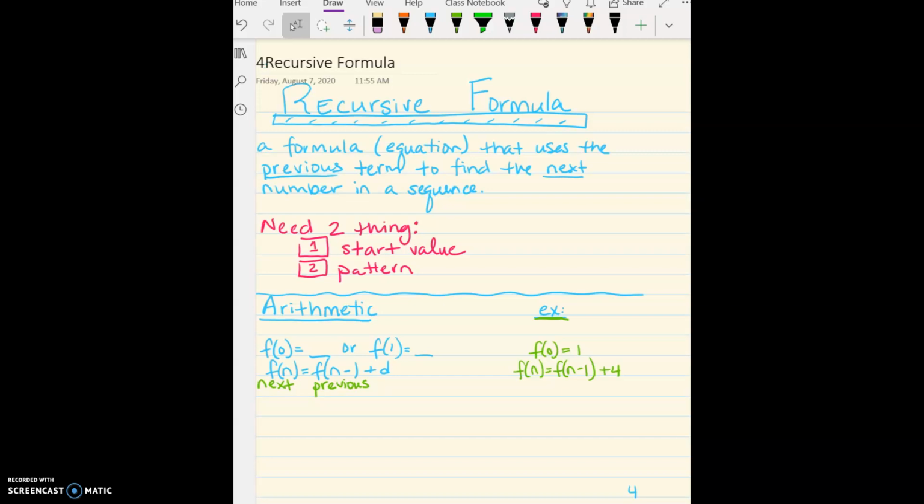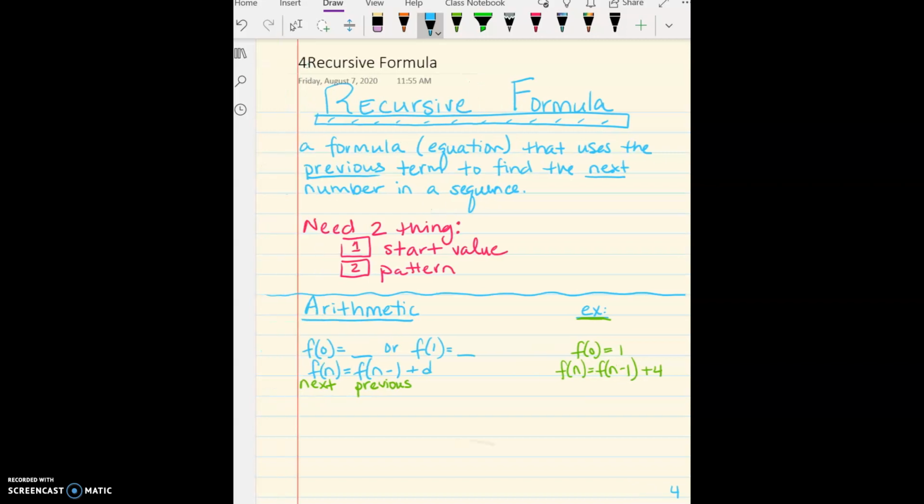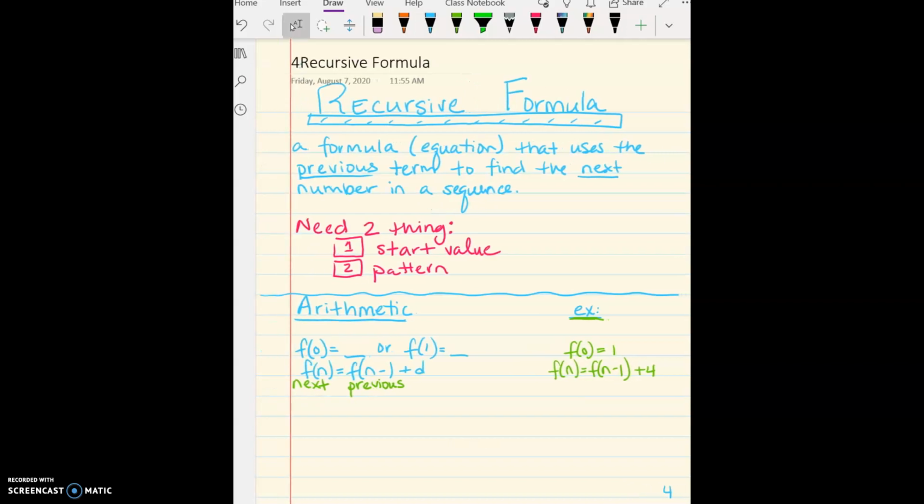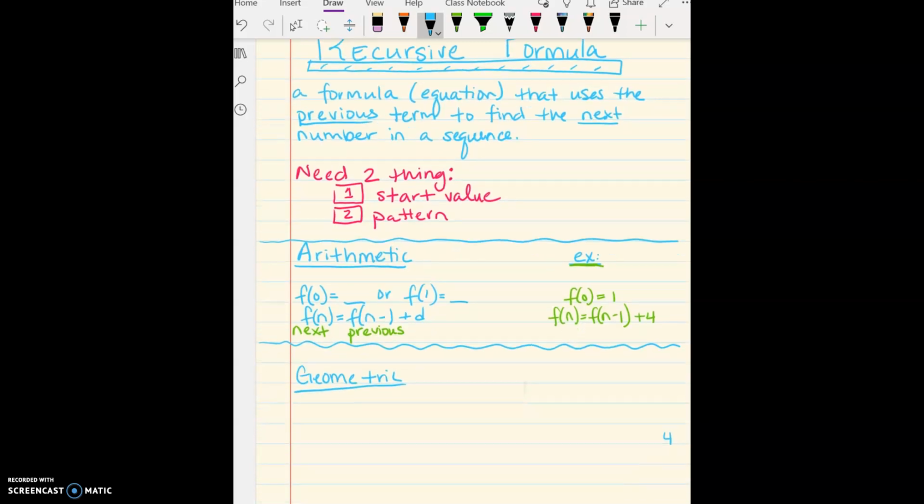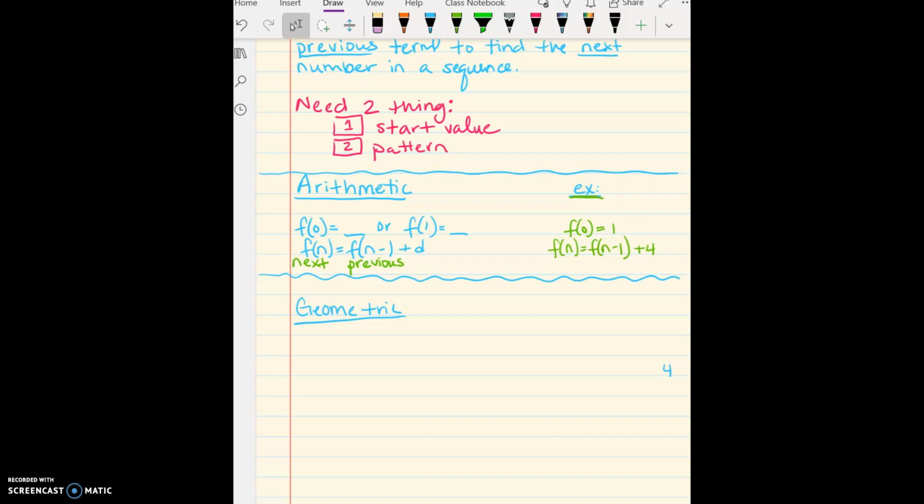So now that we have a new type of sequence, we need to record a new type of recursive formula. So I'm going to draw a line under arithmetic. I'm going to write one for geometric. All right, we still need two things. We still need our start value and our pattern.